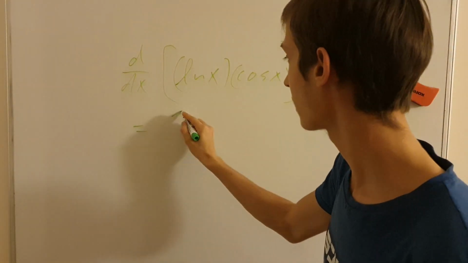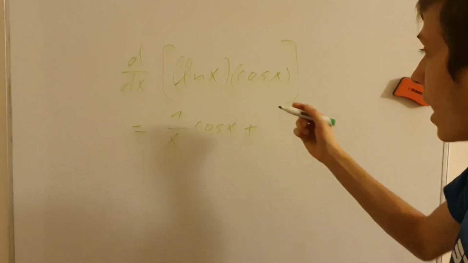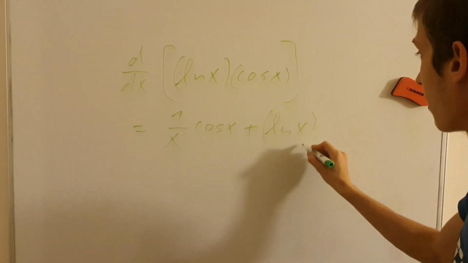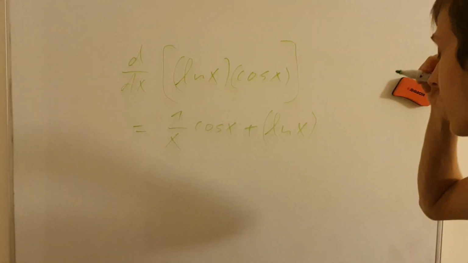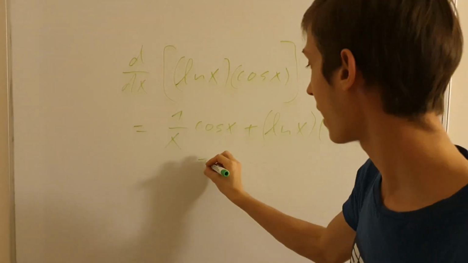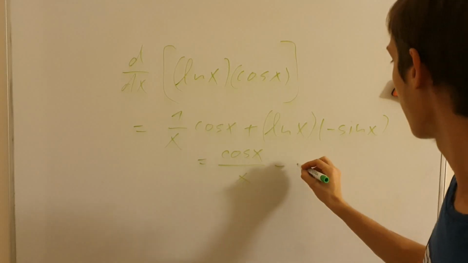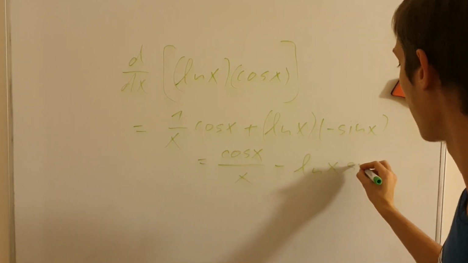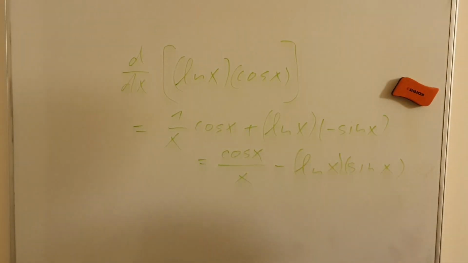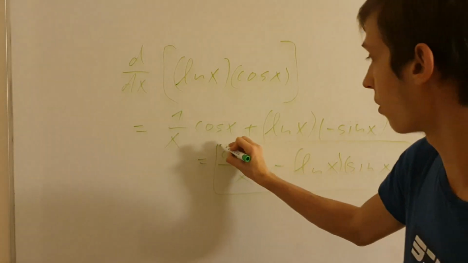So the derivative of ln x is 1 over x, and leaving the second one as it was is cosine x. And then to that I add the unchanged first one, ln x, and I multiply it by the derivative of cosine x, which gives minus sine x. Right, so I can combine this into a simpler algebraic expression, which yields cosine x over x minus ln x times sine x. Alright, these of course have their own arguments not to combine together. So this is the result for the third example of the product rule.